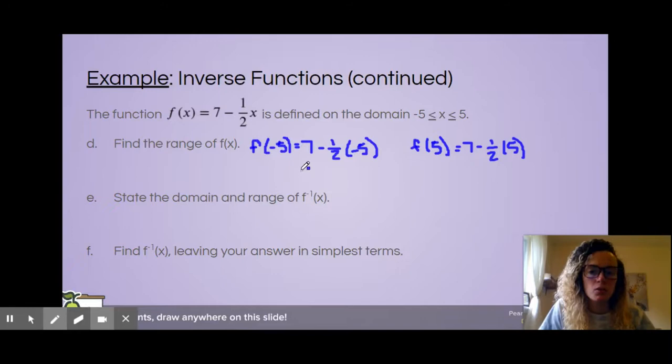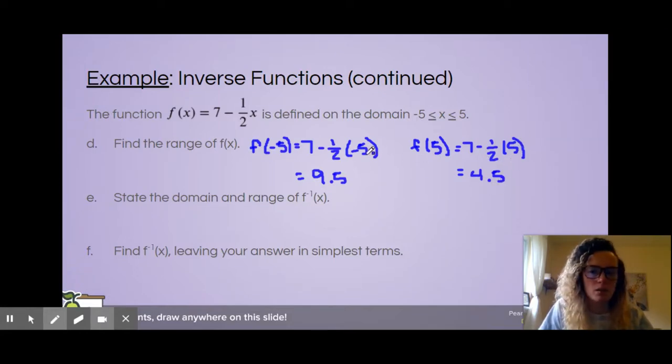Working each of those out, either in your head or with a calculator, for -5, I end up getting 9.5. For 5, I end up getting 4.5. So even though -5 was the low end of my domain, the smallest value of my domain, it actually gave me comparatively a rather large y value. And when I subbed in the upper end of my domain, I got a smaller y value.